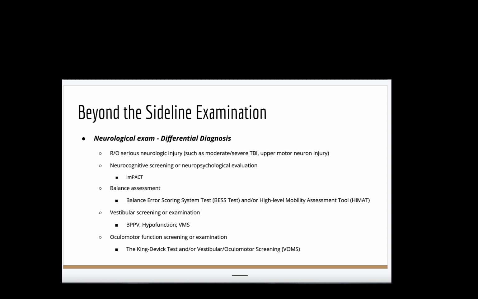Okay, so I know you guys are going through a little bit of cervical examination and things along those lines in your orthopedics courses. So, think about some of the tests and measures that you want to do to rule out significant neurologic involvement in a patient that presents with neck pain. Okay, so you might want to rule out things like a moderate or severe TBI or any signs and symptoms of upper motor neuron injury.